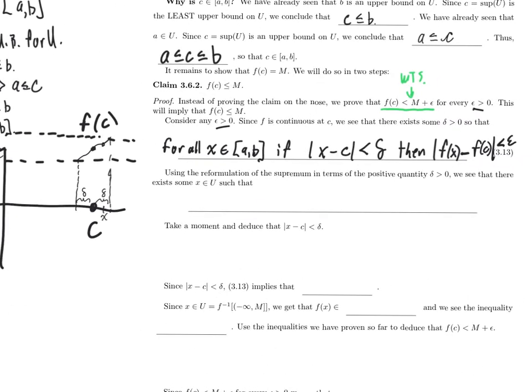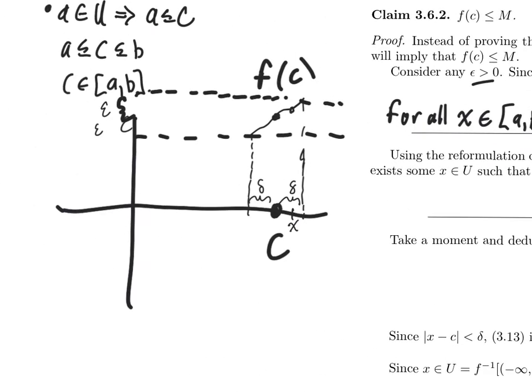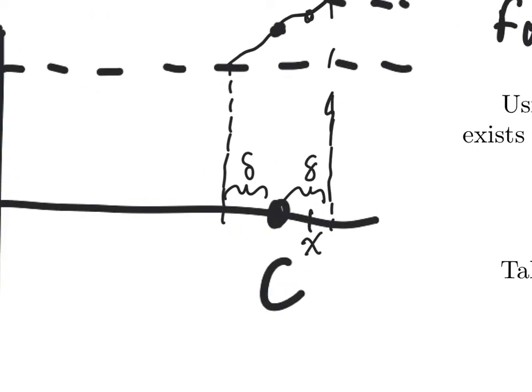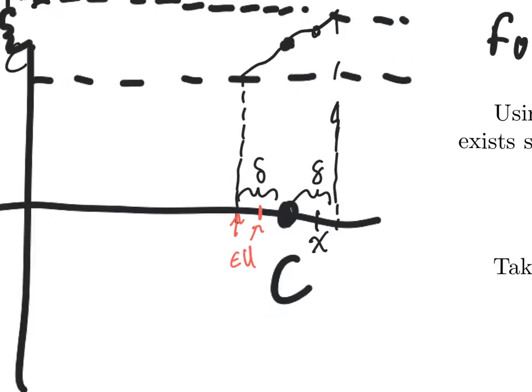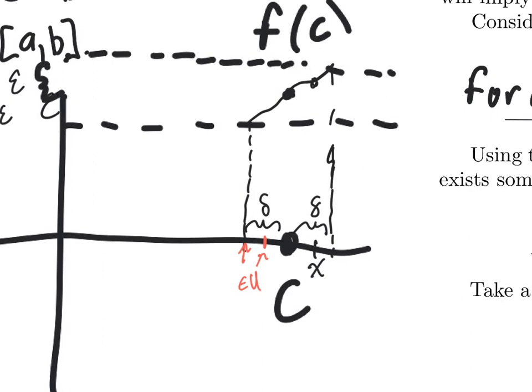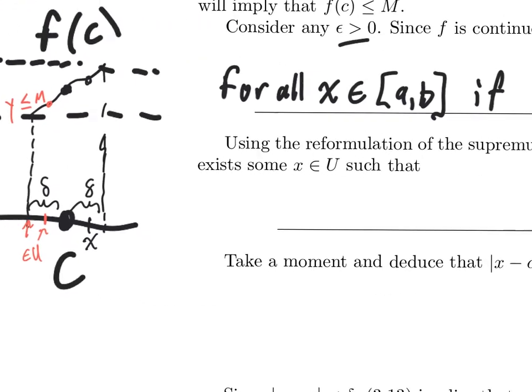So let's see, this number c is the supremum. It's the least upper bound. So let's think of it this way. Since this is the least upper bound, could this number possibly be an upper bound? No, it couldn't be. It's something less than c, which is the supremum. So that means there needs to exist something in here, some element of u. Oh wait, but remember what that means. That means that this y value has to be less than or equal to m. So let's take advantage of that.